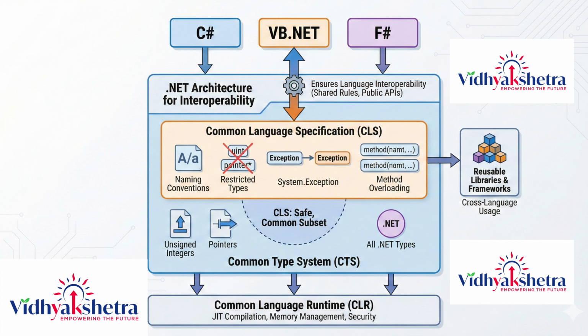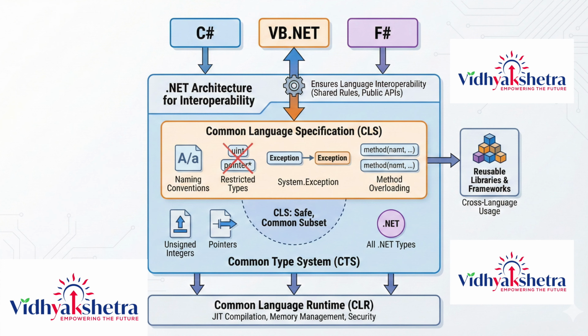CLS also defines rules for enums. Enumerations must be based on a CLS-compliant underlying type. This ensures that enum values are interpreted consistently across languages. CLS-compliant libraries must also avoid exposing nested types in complex ways that may not be supported by all languages.